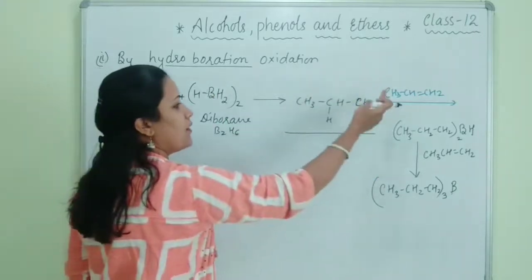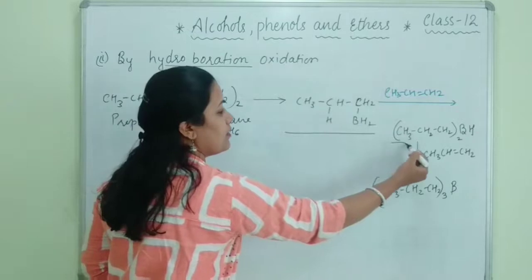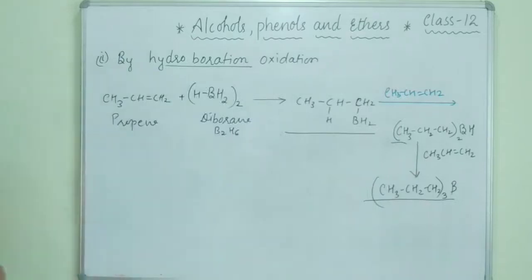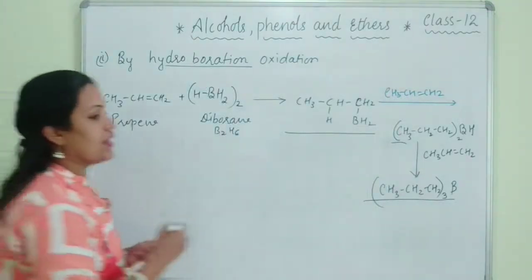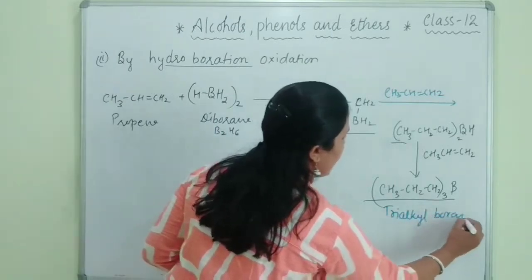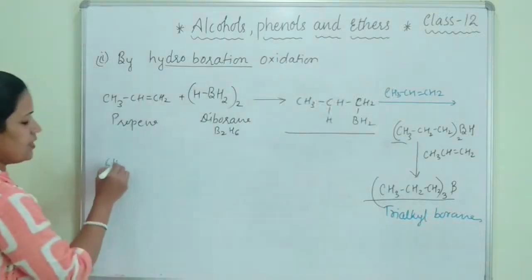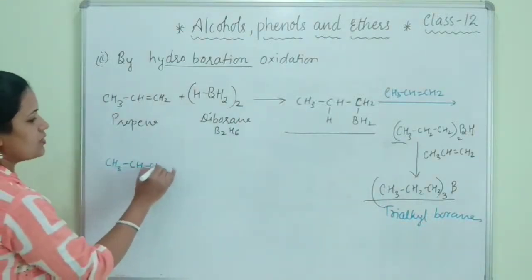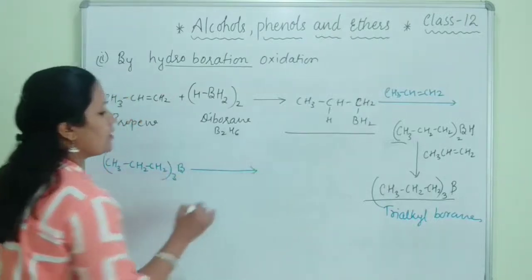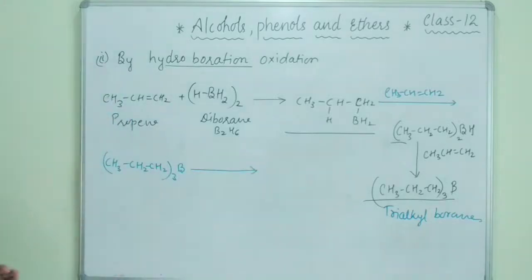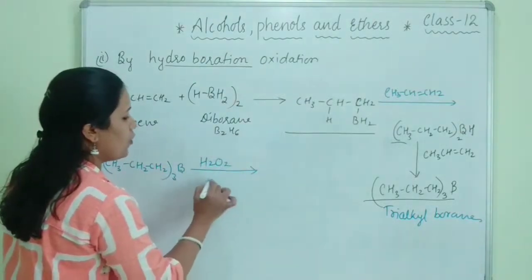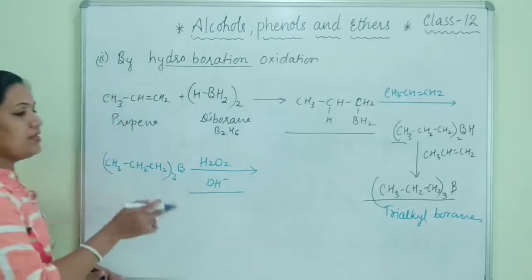And then one more molecule will react and we get another product, and finally we can get this product, and this product is trialkyl borane. And this trialkyl borane, that is CH3 CH2 CH2 trialkyl borane, is actually reacting with H2O2 in the presence of OH negative. It means it is present in the alkaline medium.